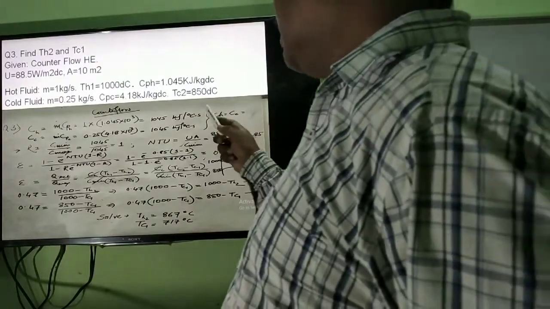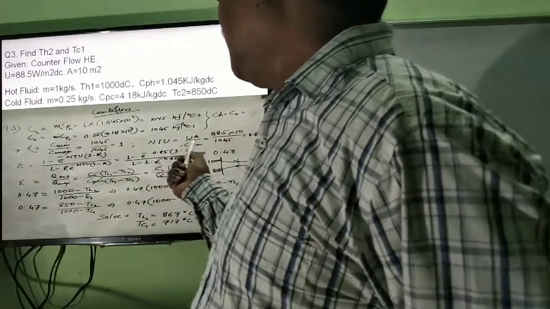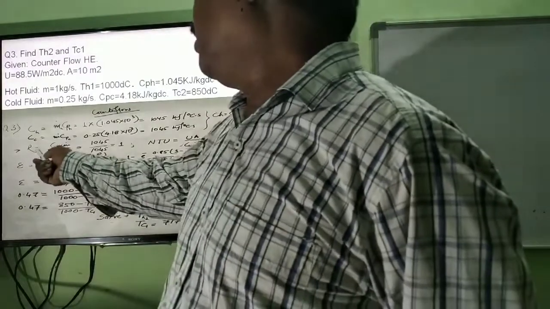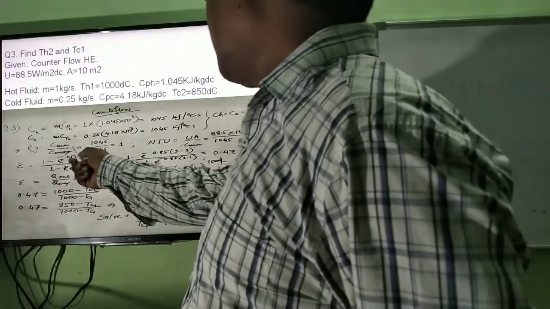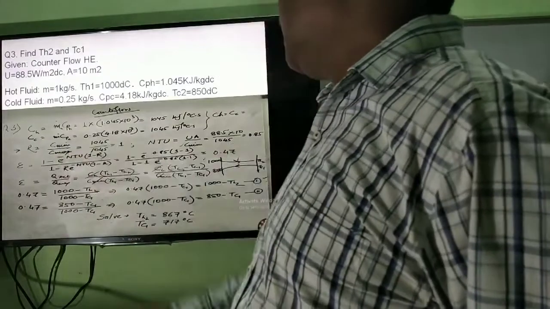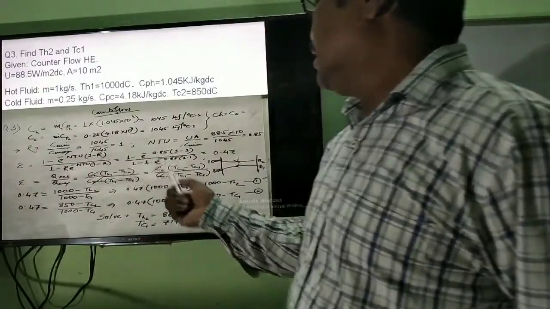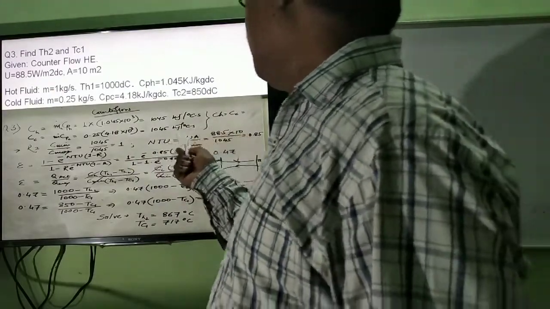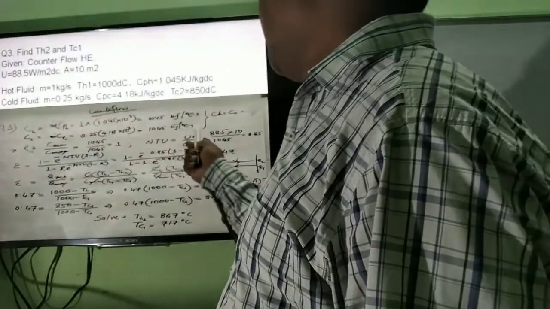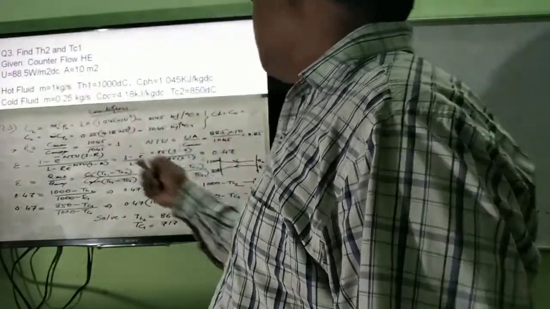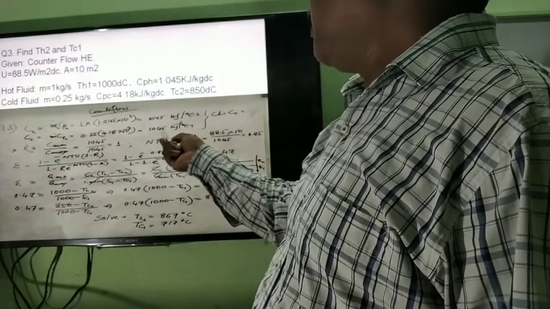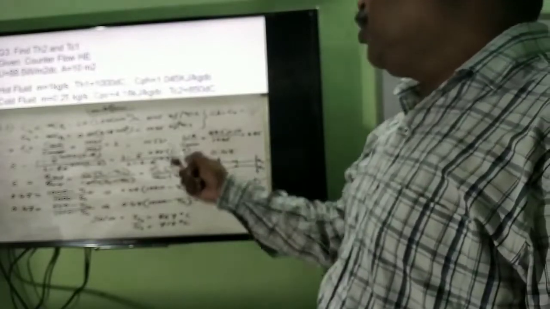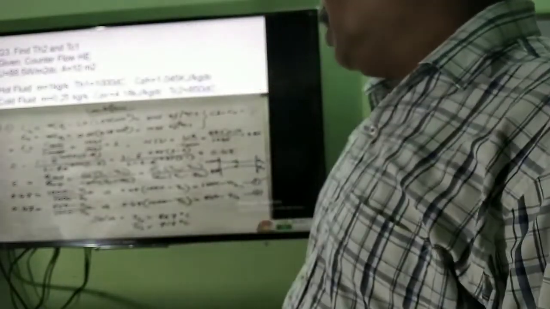Both are the same, which means there is no difference. So each one can be minimum or maximum. So the capacity ratio is Cmin by Cmax equal to 1. Then NTU you can find out as UA by Cmin. UA means the overall heat transfer coefficient times area, divided by Cmin. From here you got Cmin. Put any one of these and you can find 0.85. So NTU you find out, and R you could find out.